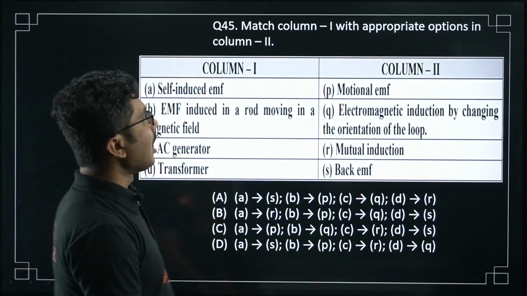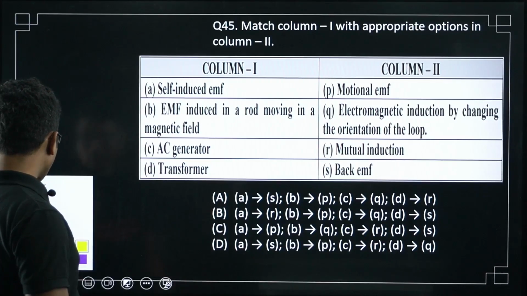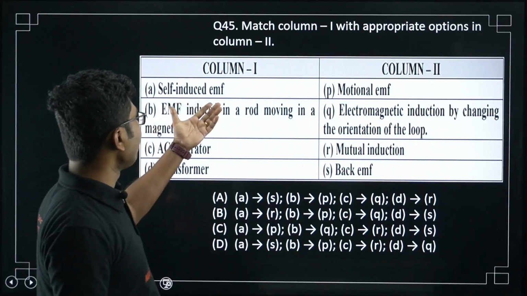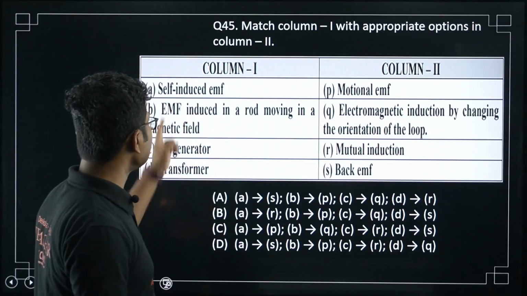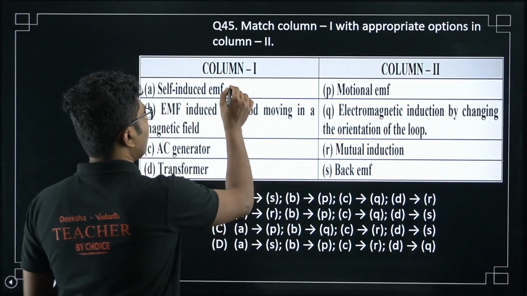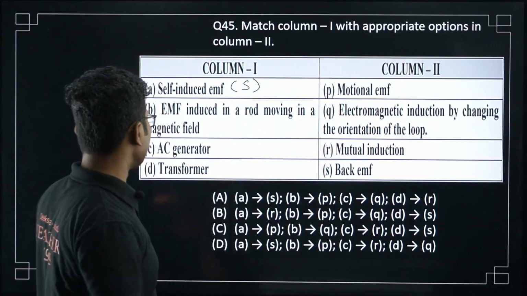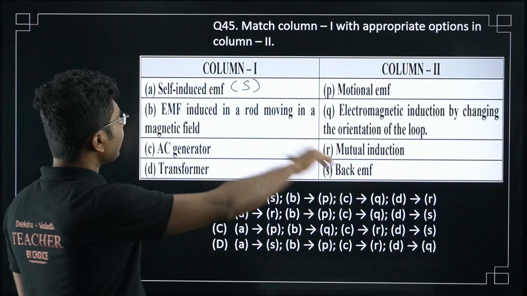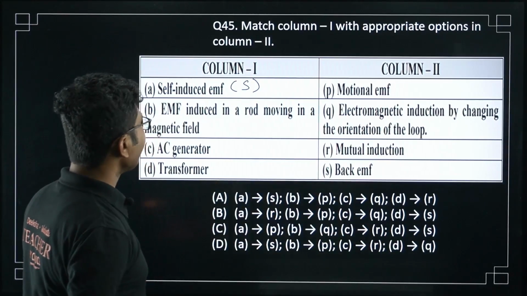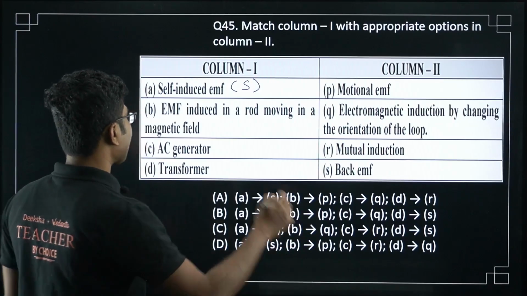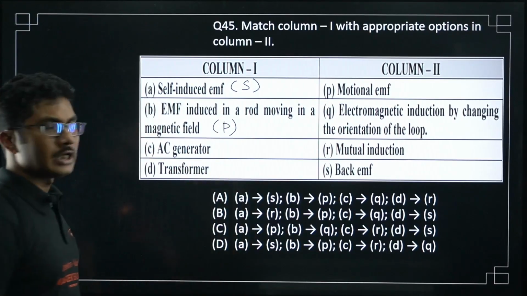Match the column. One with the appropriate option in option 2. Now it is a four-way column. So let's see. Self-induced EMF is called back EMF. Okay, self-induced, only one induction, that means it is a back EMF. Let's see. EMF induced in a rod moving in a magnetic field is a motional EMF. So this will be motional EMF.